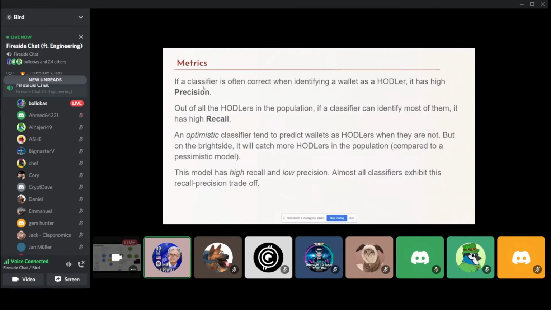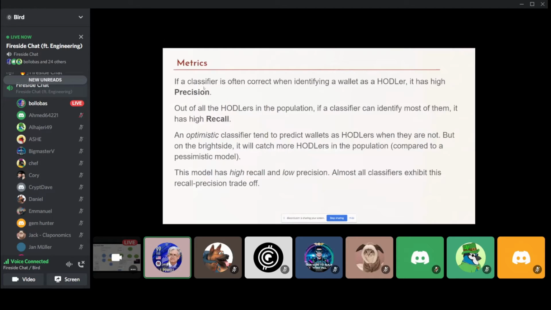Okay, great. So metrics. Let's talk about how our neural network is doing. And first, how do we talk about it even? So if a classifier is often correct when it says it's a hodler, that means this model has high precision. But a different question is, if you have 100 hodlers in the population, can this classifier find all 100 of them? If it can find a huge percentage, it has high recall.